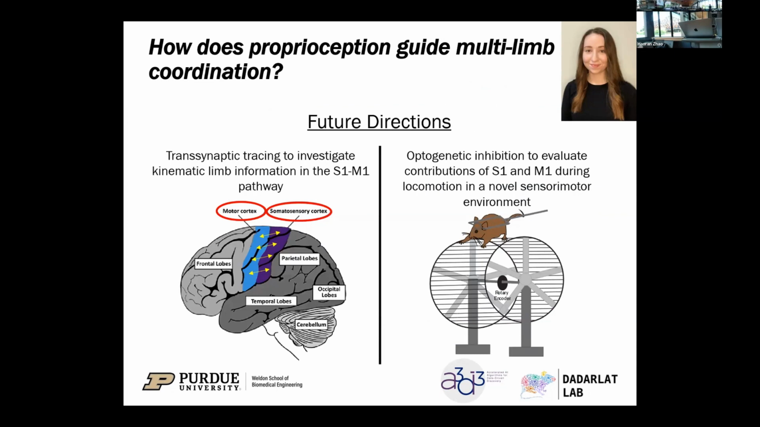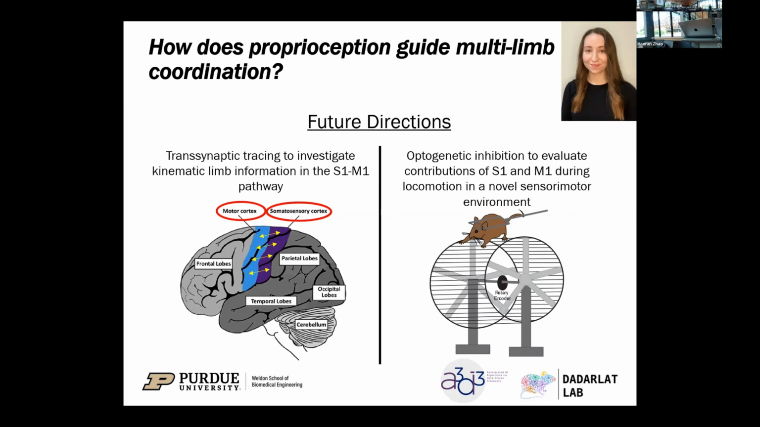From here, I'm being very ambitious, and I want to develop a transsynaptic tracing technique. I'm basically doing viral tracing in the brain to track neurons in S1 and M1, the somatosensory and the motor cortex. I want to see what kind of kinematic limb information is being communicated between these two areas. For example, I want to see if they're communicating the angle of the limb, or maybe how fast the limb is moving, different things like that. I'm really interested to see what I can do there. And then I'm also going to be doing optogenetic inhibition to look at how each of these areas is contributing to locomotion in a novel environment.